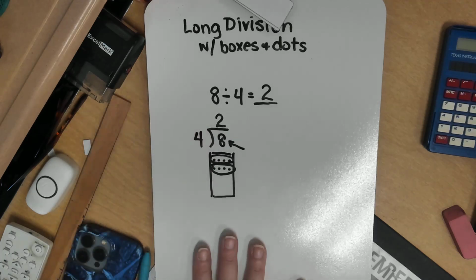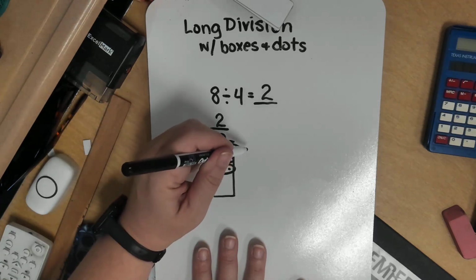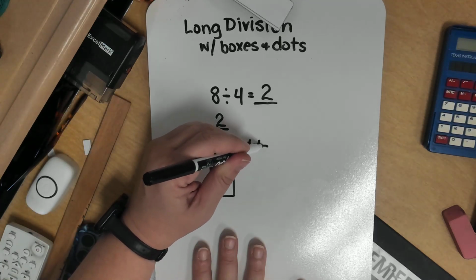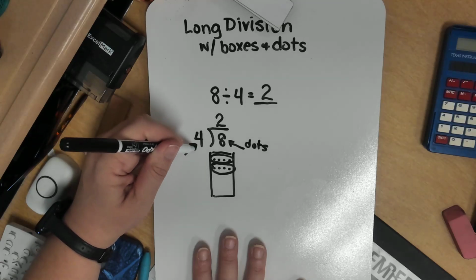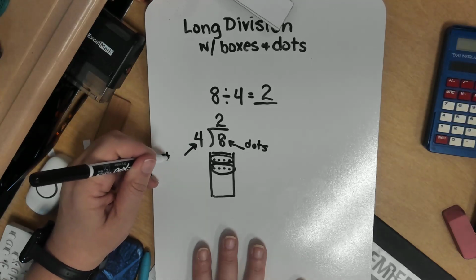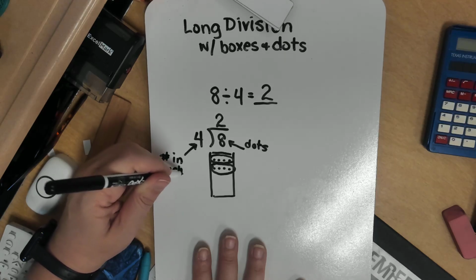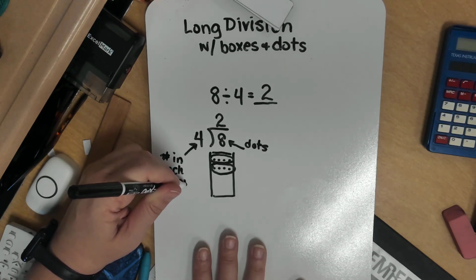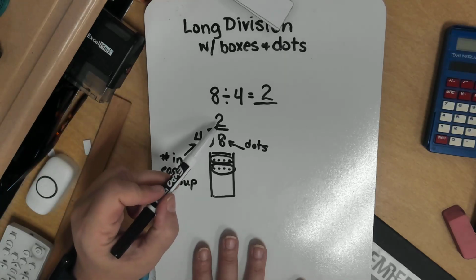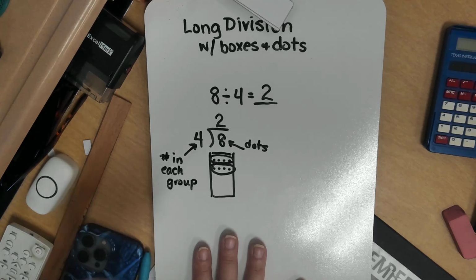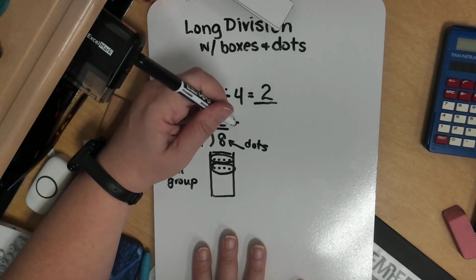This is your number of dots. This is your number in each group. And your answer is your number of groups.